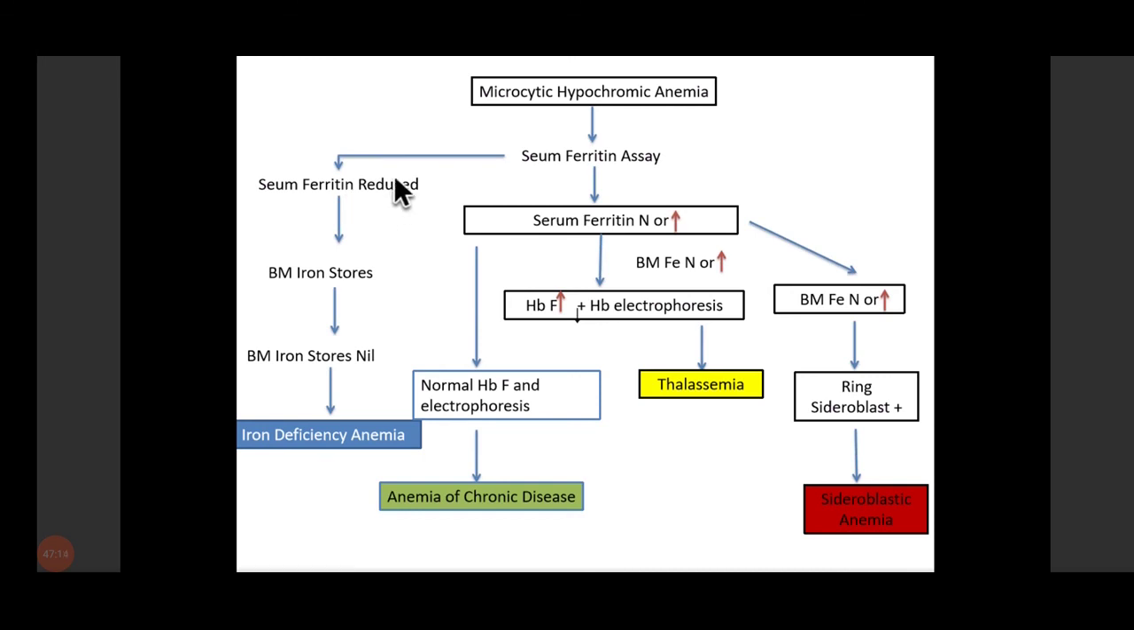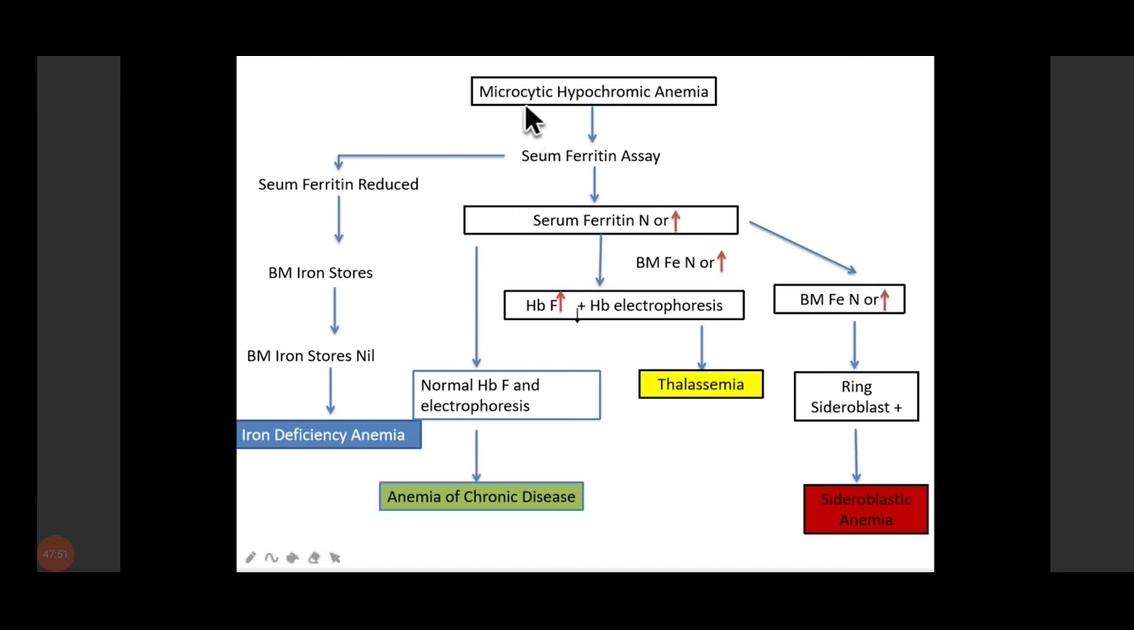If the ferritin levels are reduced, you can do a bone marrow iron stores study. And if the bone marrow stores are nil, that is iron deficiency anemia. You give the patient hematinics. However, if the ferritin assay is normal or increased, and bone marrow iron is normal or increased, then you do an Hb electrophoresis, and if you see HbF is increased, then you can call it thalassemia or a hemolytic anemia.